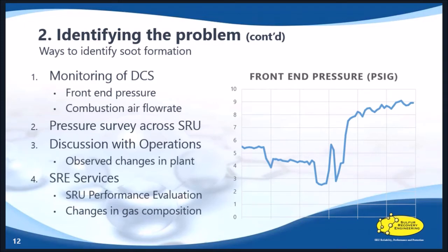One other item to remember is that it's not just the front end that has the potential of creating soot. Like I mentioned, if you have a direct fire reheater, those are other sources, and therefore you might not have soot coming onto your first catalytic converter. You might have soot coming onto your second or third, should you have DFRs at the second and third stage.